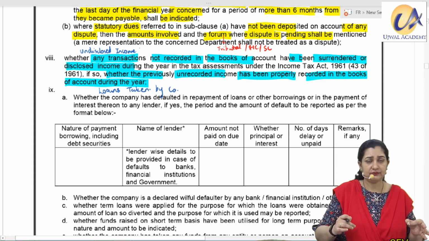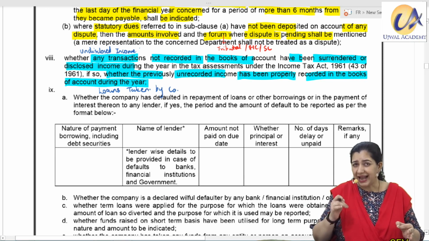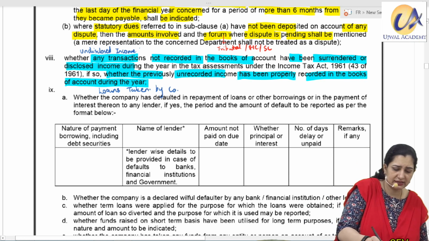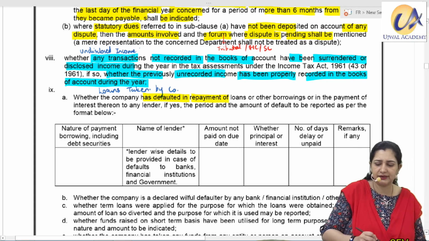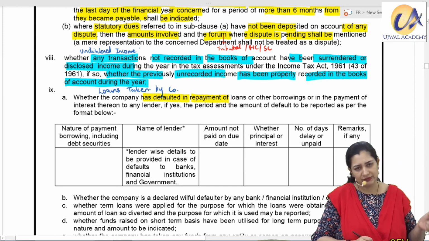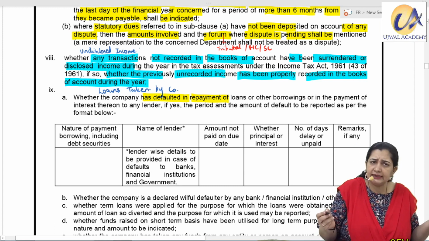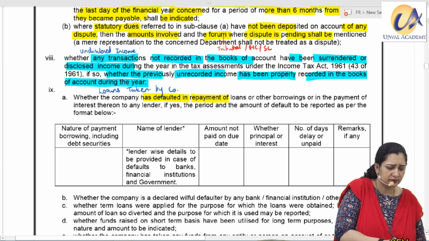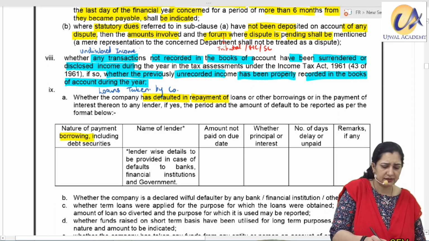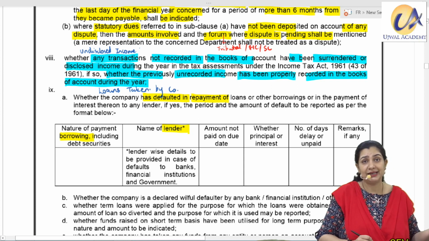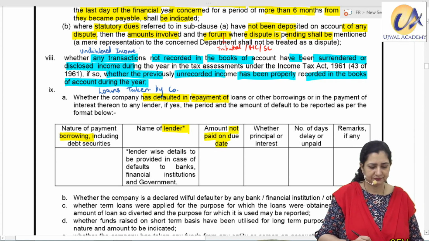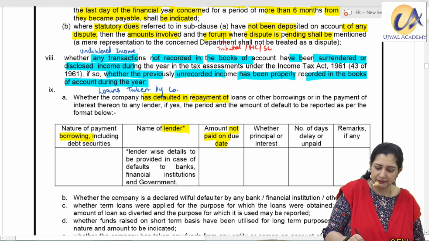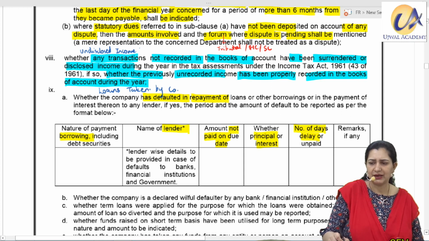First thing, you have taken the loan. Have you defaulted? So the first thing I check is default in the payment. Have they defaulted in repayment of the loan? If they have defaulted, we want the details. What details do we want? What is the borrowing, who is the lender, the name of the bank, and you can mention the amount not paid on due date. In principal and interest, what is not paid, how many days have been delayed, and what are the remarks.